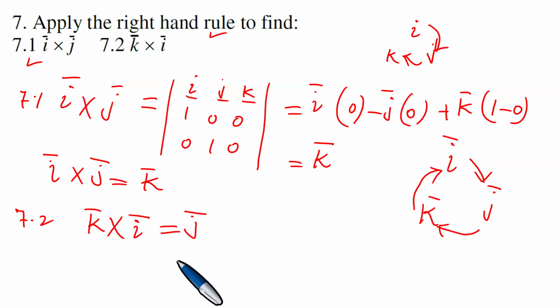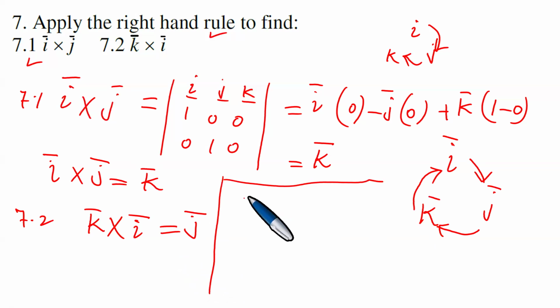Simultaneously, we can analyze these very carefully. It's not the only way to do this particular question. If K cross I is J, you can also perform a small division here and look at vector K cross I.